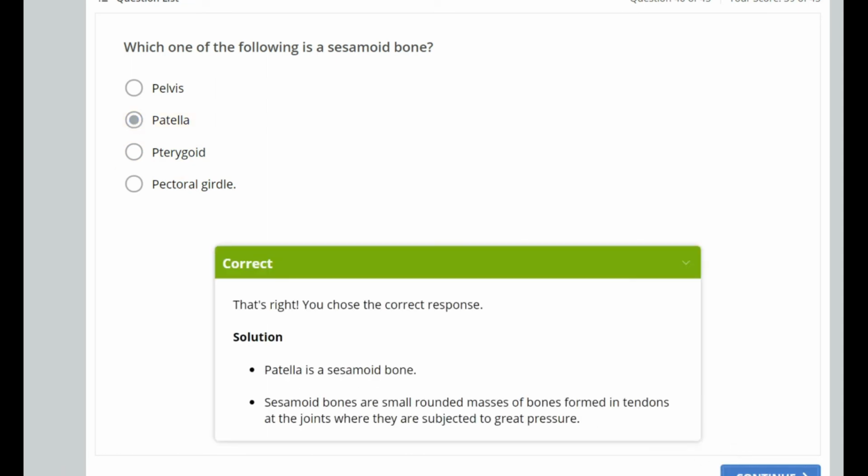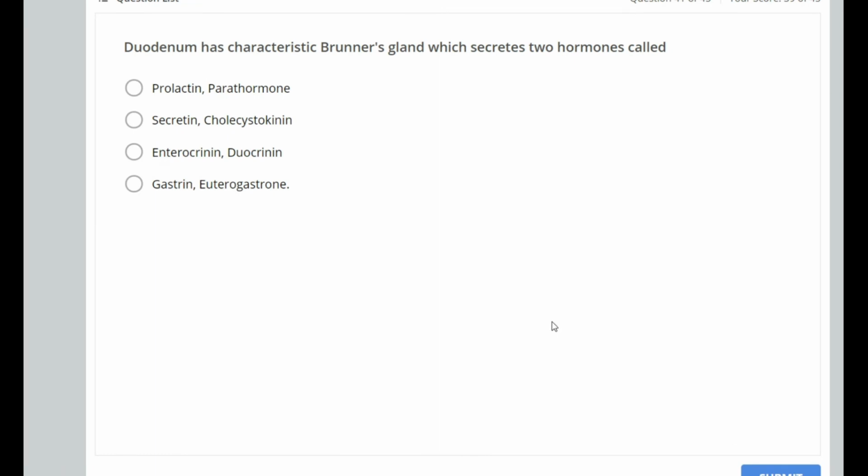So we have the last 5 questions. Duodenum has characteristic Brunner's gland which secretes 2 hormones called prolactin, parathormone; secretin, cholecystokinin; third option, enterokinin, duocrinin; fourth option, gastrin and urogastrone. Which is the right answer? Here option B is the right answer.